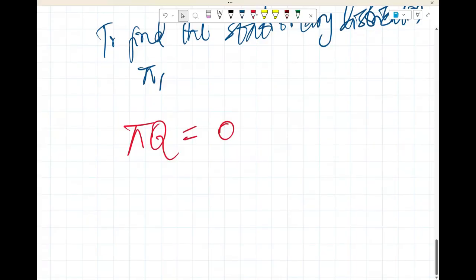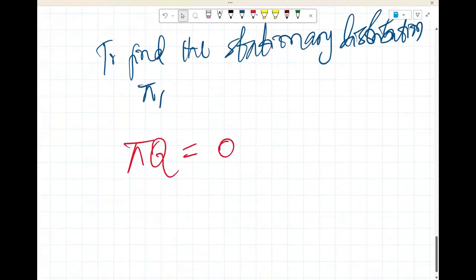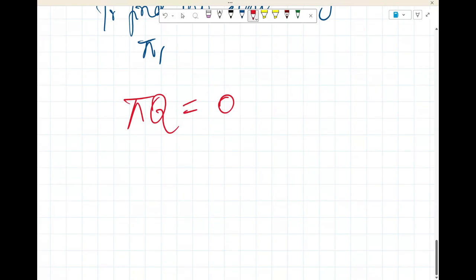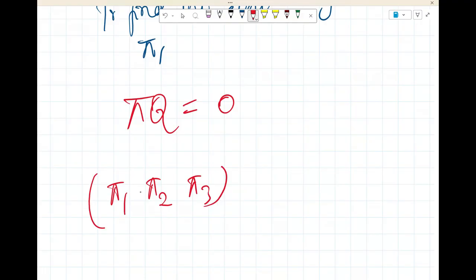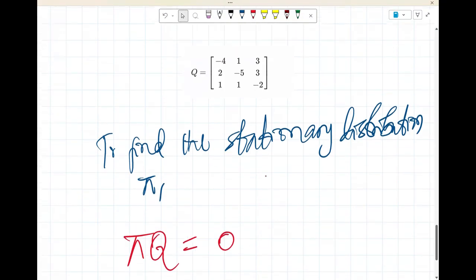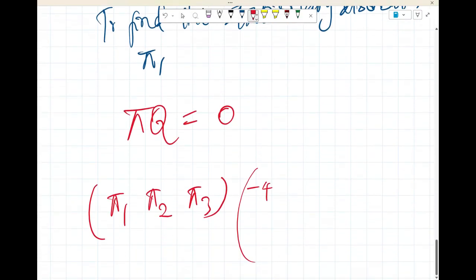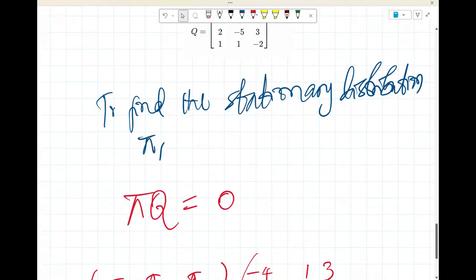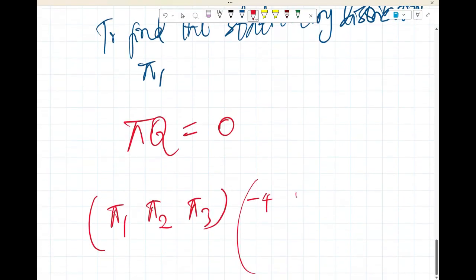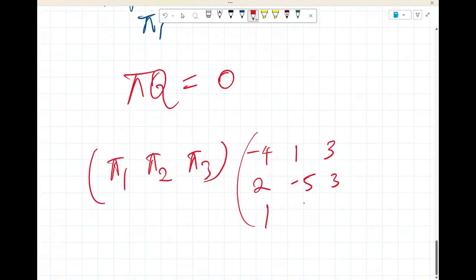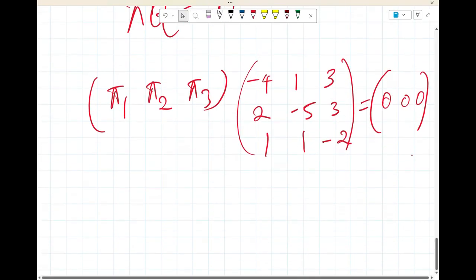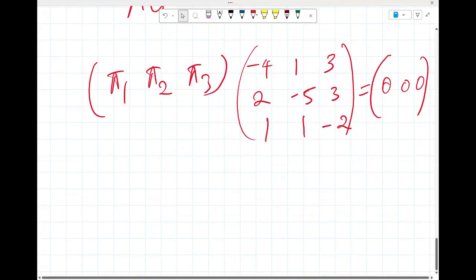This is a 3 by 3 matrix, so pi has to be 1 by 3. That means we have pi 1, pi 2, pi 3, a row vector, times Q, which is minus 4, 1, 3, then 2, minus 5, 3, and 1, 1, minus 2. All of this should be 0, 0, 0. From experience, whichever one you pick will help you answer.